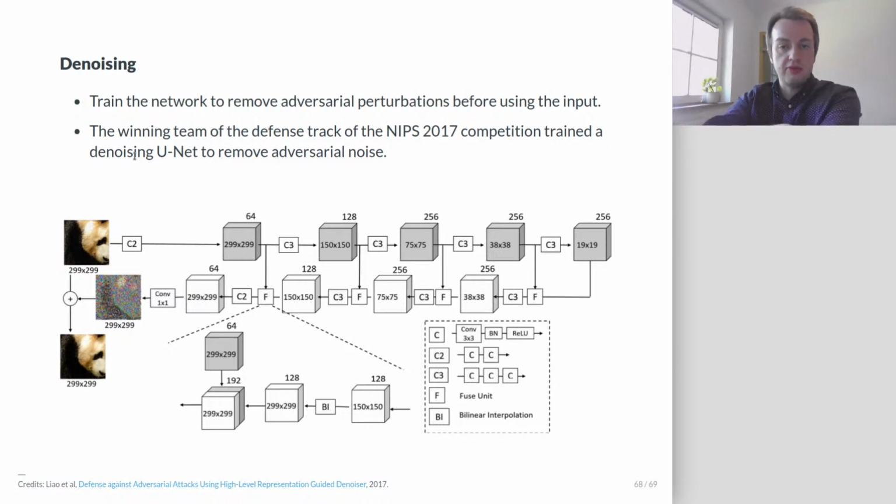So the winning entry for the defense track proposed a solution based on the concept of denoising with some kind of UNet architecture. The purpose was to basically train a neural network to take as input an image, in particular images with these adversarial perturbations, and then to produce as output images that would have been cleaned up, denoised from these perturbations. And then the images you would get as the output of this UNet architecture would be fed to the actual neural network that should make a prediction for that image.